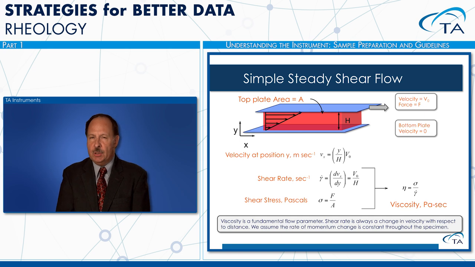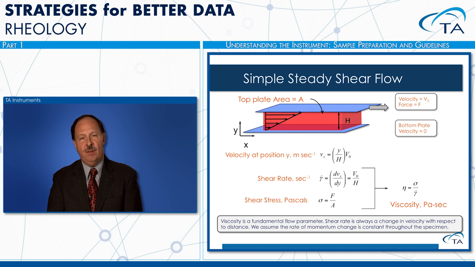We begin with an introduction to some of the terms that we will be using to describe the rheological data that we have. In this slide, we show what is called steady, simple shear flow. And the situation that we have is we have these two parallel plates that are separated by a gap H. And in between, we have a fluid. We put the upper plate in motion with the velocity capital V0. The force necessary to get that velocity is F, and the area of the top plate is A. The bottom plate remains stationary.